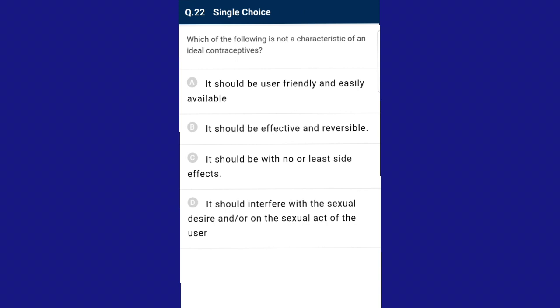Question number 22. Which of the following is not a characteristic of an ideal contraceptive? It should interfere with the sexual desire and the sexual act of the user. That is not a characteristic of ideal contraceptives. So the answer is option D. The ideal contraceptive should in no way interfere with the sexual drive, desire and the sexual act of the user.